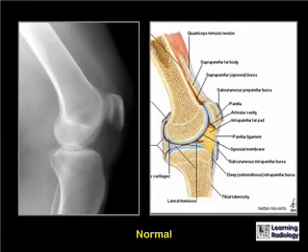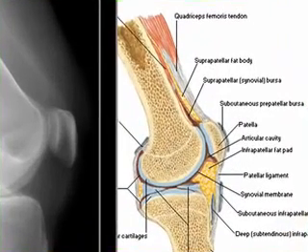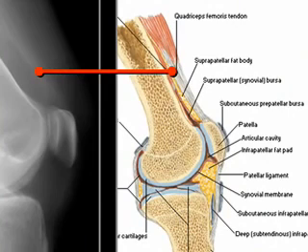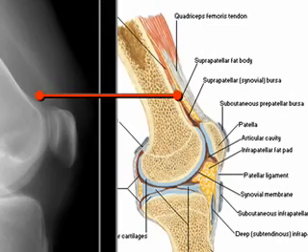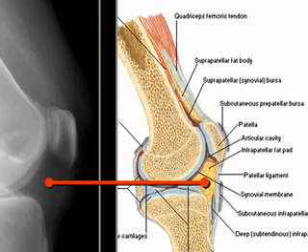This is a normal lateral view of the knee with the diagram next to it. The arrows are pointing to the soft tissue density that represents the quadriceps tendon. Just posterior is the clear space that's formed by the suprapatellar fat. Inferior to the patella is a clear space formed by the infrapatellar fat.